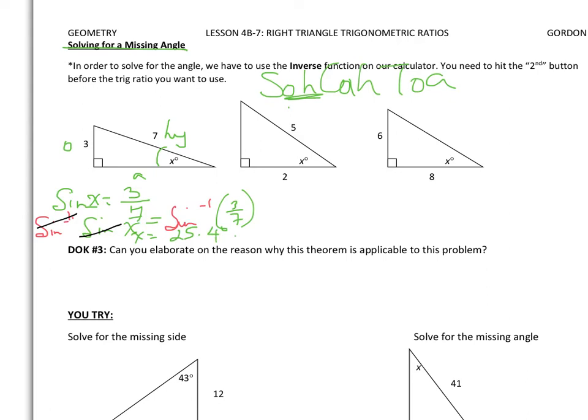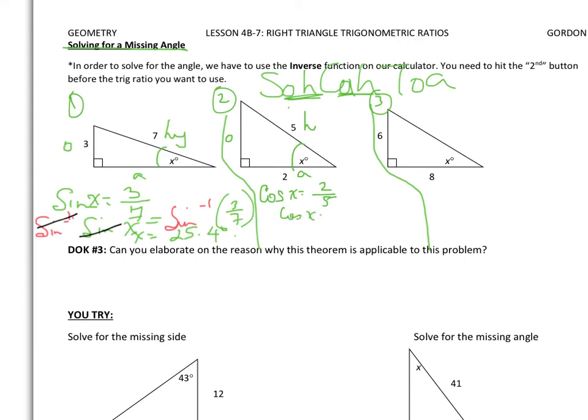Alright, let's continue with another problem. So we did the first one, second one we're going on to. So now we have an angle. This is opposite, this is adjacent, this is hypotenuse. Now x, we don't have the opposite, so we can't use that, but we have adjacent and hypotenuse, and the one that goes with that is cosine. So we're looking for the cosine of x is equal to adjacent 2 over 5. So of course we're going to take the inverse of both sides.